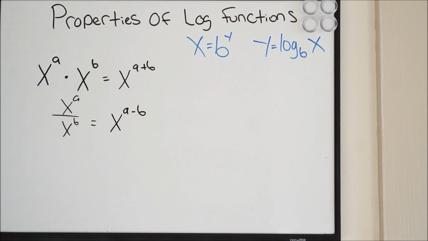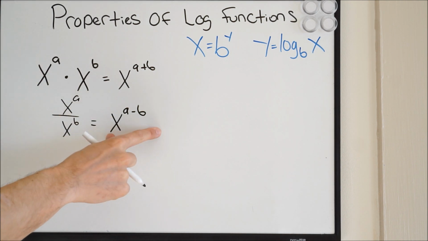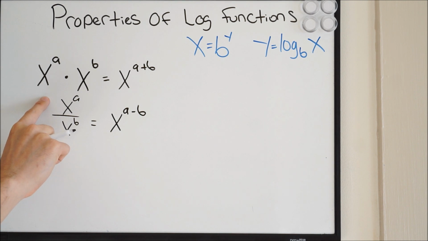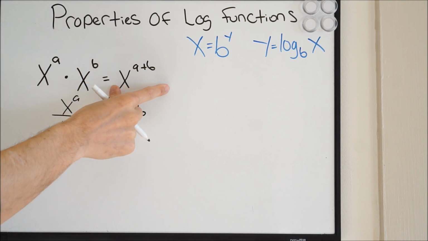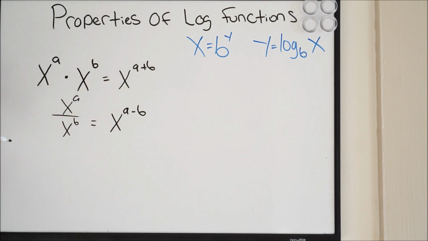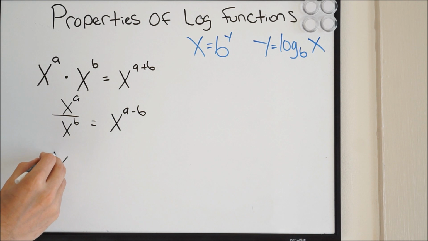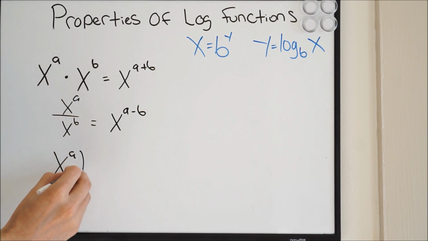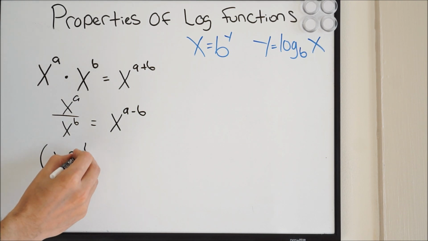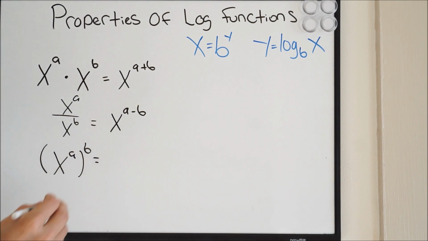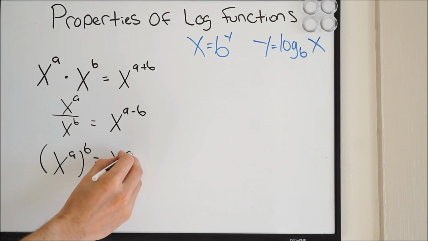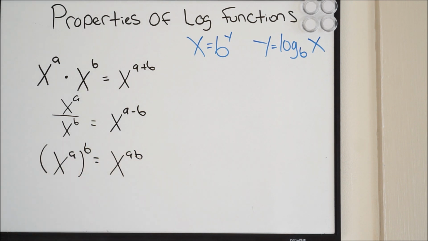Again, these rules only apply when we're dealing with the same base. Okay, so that's very important, right? And again, we could go back and forth. If it was written like this, we could put it into this form, and if we saw it written like this, we could put it into this form. Okay, we can go back and forth between the two. Now, if we have a power to a power, so if we have x to the a, and then raised to the b, we know that this is simply going to become x to the a times b, okay?